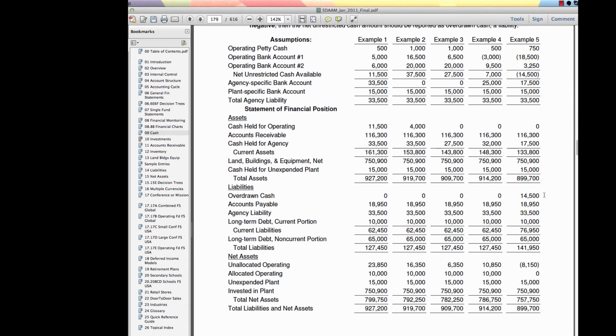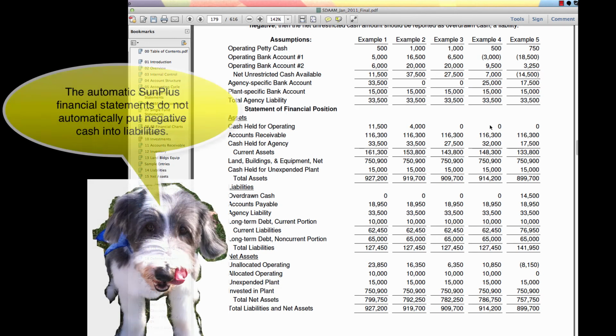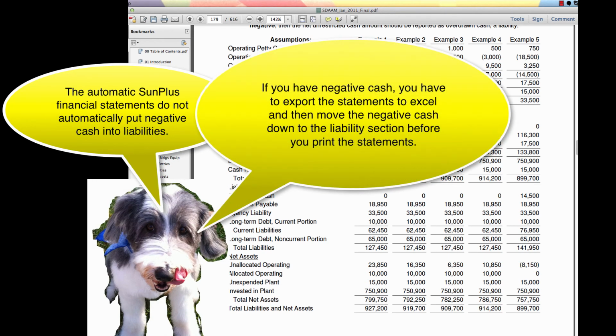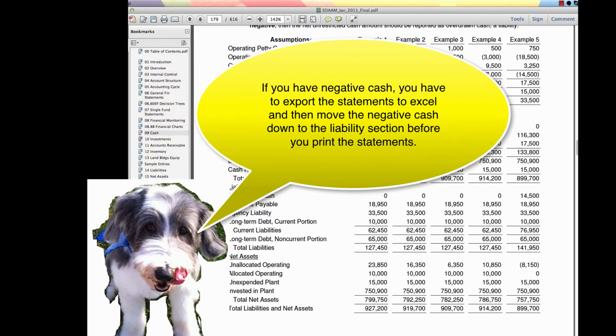Okay, so you would never have a bracketed number under cash held for operating. It is a liability. And the automatic financial statements that we do in SunPlus do not provide for that right now. So if you ever had a negative showing in cash, you would have to export the financial statements out to Excel and move the negative figure in cash down to liabilities.